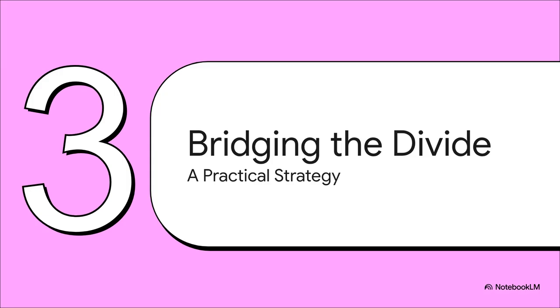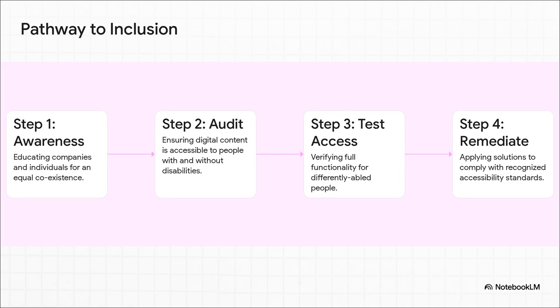Okay, so if that's the mission, how do we actually make it happen? How do we start tearing down those digital walls for real? Well, it takes a practical, step-by-step approach. The path to real inclusion is pretty clear. It all starts with awareness. Educating teams and companies to create a culture of what the source material calls equal coexistence. Then you move on to auditing and testing to find out where the barriers actually are. And once you find them, you remediate. You actively go in and fix the problems. This is how good intentions become real, actual access for people.